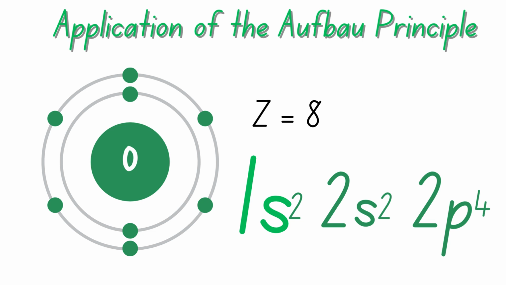So to sum it all up, the Aufbau principle is like a roadmap for determining how electrons are arranged in an atom.